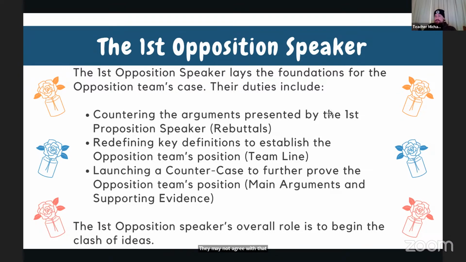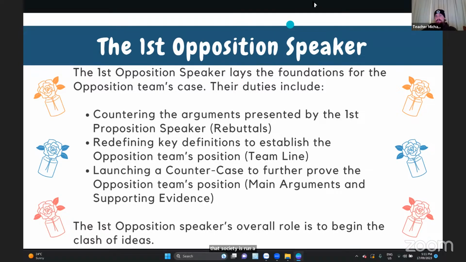So if they don't agree with that law, then it goes to a parliamentary debate in, not the Supreme Court, Parliament House, one of the government houses. And so you've got the government side versus the opposition side, and they're arguing for or against this particular law. So that's the main purpose of debate, is to make sure that society is run democratically.